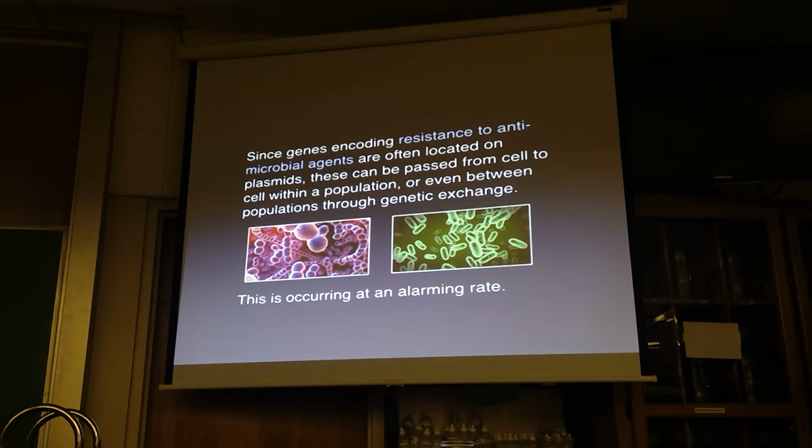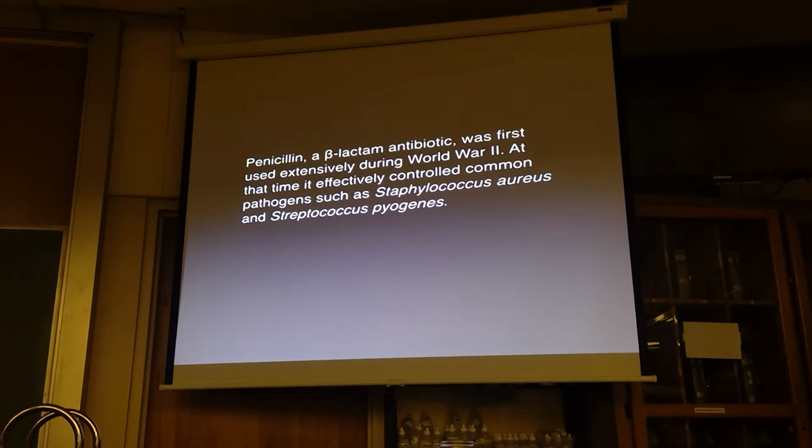So yes, it's occurring at an alarming rate. So this is again talking about penicillin. Penicillin is a beta-lactam antibiotic. It was first used extensively kind of late in World War II. Again, Alexander Fleming discovered it in 1928, but it wasn't actually used extensively until World War II. At the point where it was used, it was very effective against Staphylococcus and Streptococcus. It would control most of them.